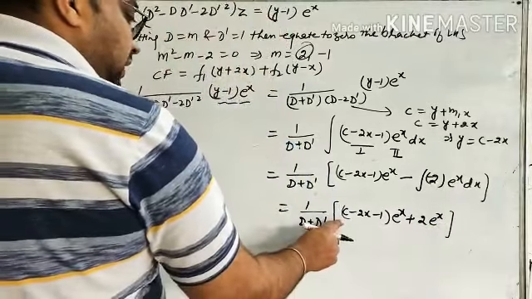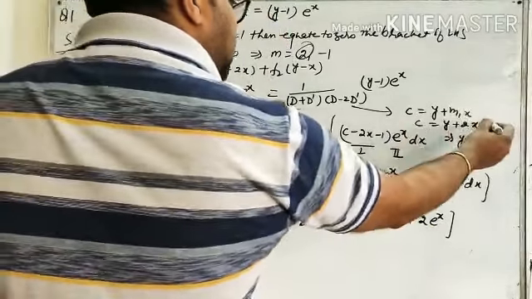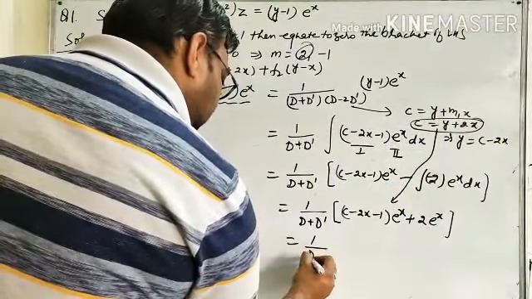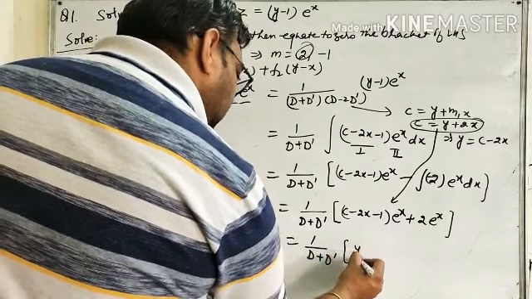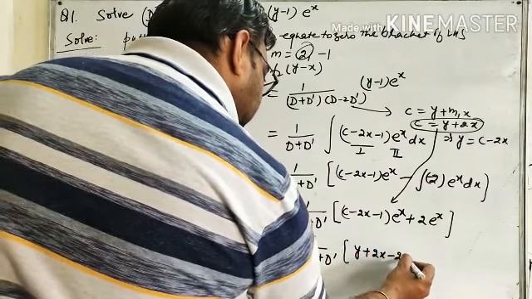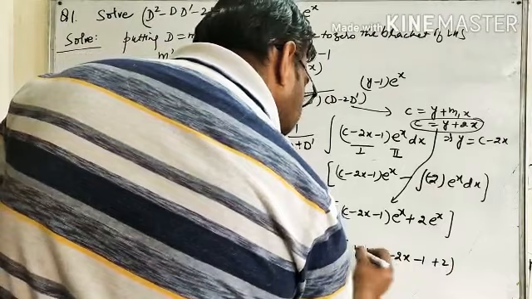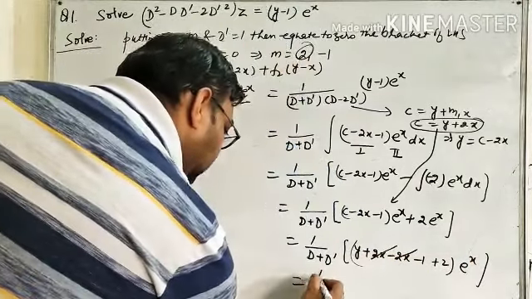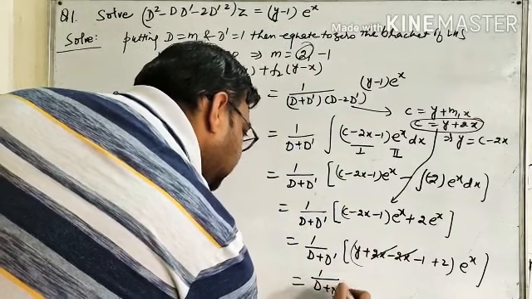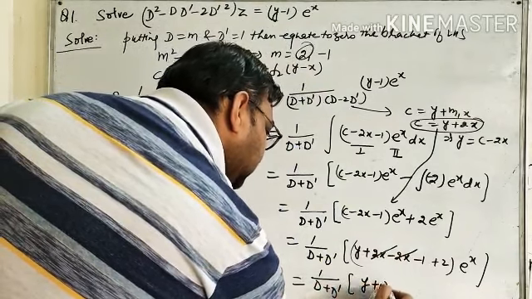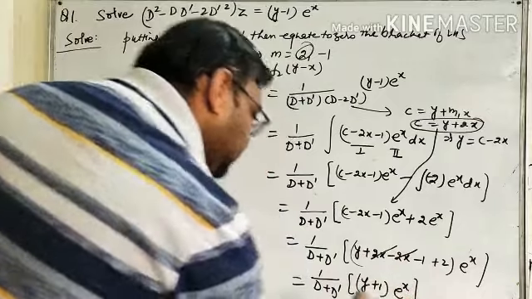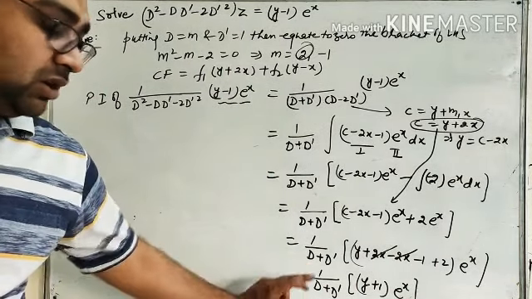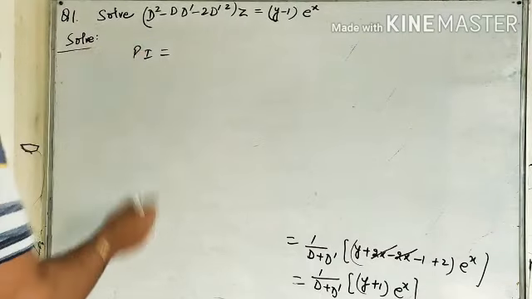Now we have to replace this c by this y plus 2x. So 1 upon D plus D dash, y plus 2x minus 2x minus 1 and plus 2, e raised to power x cancelled, or 1 upon D plus D dash, y plus 1 e raised to power x. Now we have to solve this particular second case.